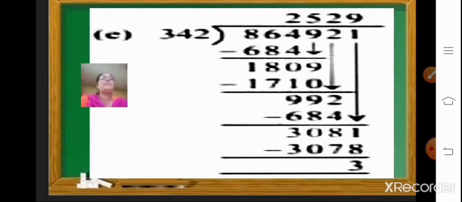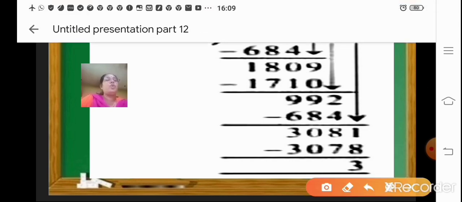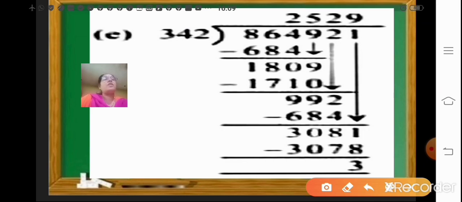Now the second sum is 8,64,921 to be divided by 342. Again we'll be doing guesswork here, since you don't know the table of 342. Now see here, 342 is a 3-digit number, so we'll take a 3-digit number, 864. What we will do is divide this 8 by 3, taking a single digit number. 3 2s is 6, 3 3s is 9. So we'll not go for 3 times, we'll go for 2 times.